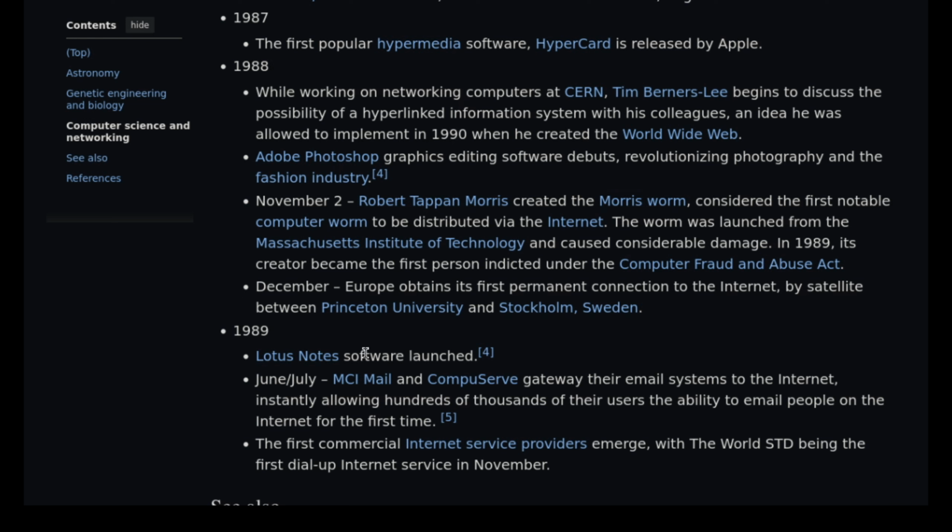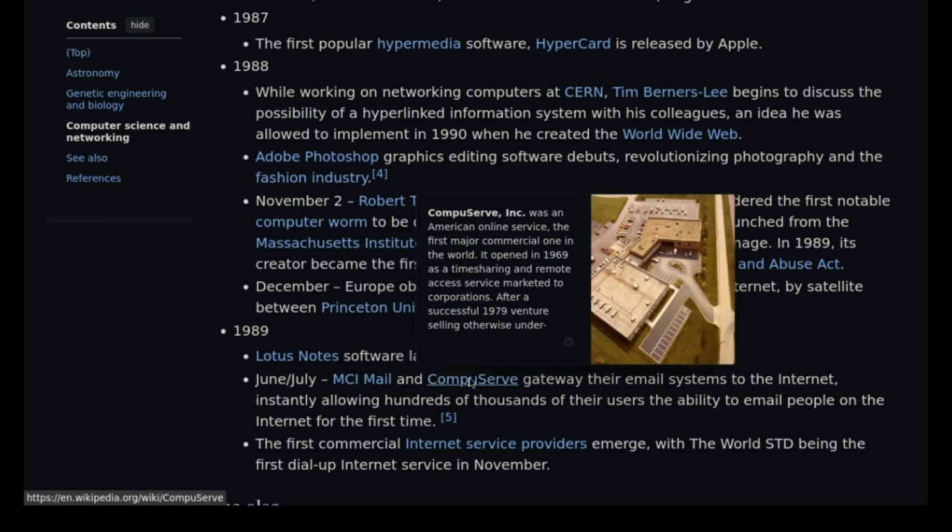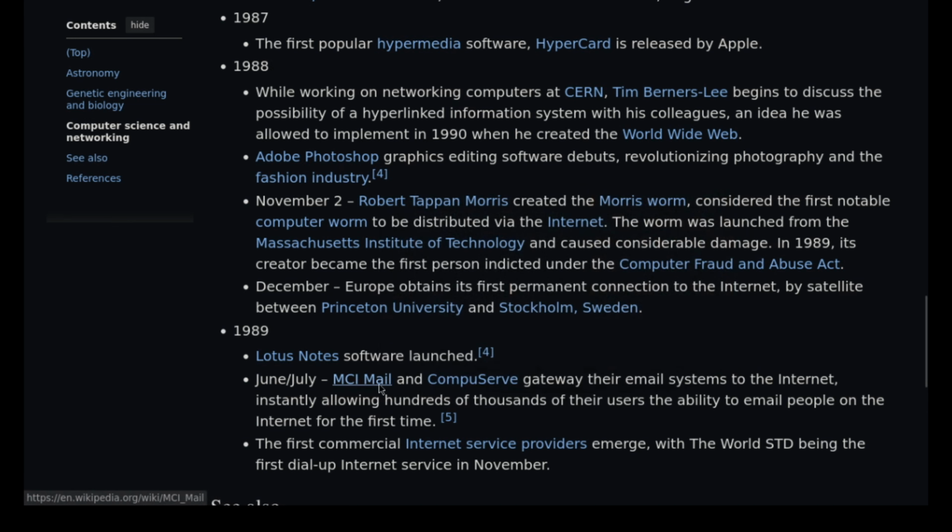June, July of 1989, MCI Mail and CompuServe gateway their email systems to the internet, instantly allowing hundreds of thousands of users the ability to email people on the internet for the first time. So prior to that was MCI Mail. You could only email other MCI Mail customers, and the same for CompuServe. Was that how it worked? And then once the protocol was determined for interchange between the two, is that what started email on the internet?